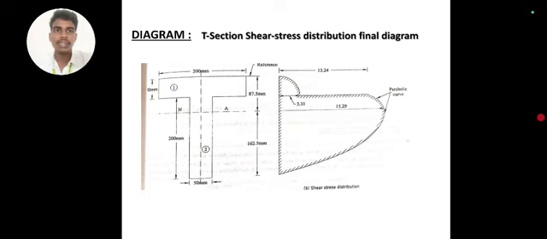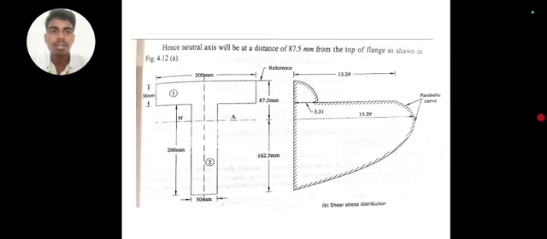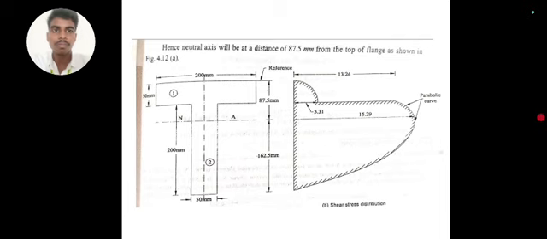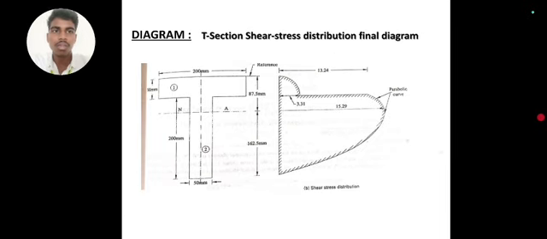Final diagram of the shear stress distribution. This is the flange, the upper flange, and the web. The upper flange shear stress distribution is 3.31 Newton per mm². This is the final answer for the upper flange, 3.31 shear stress.